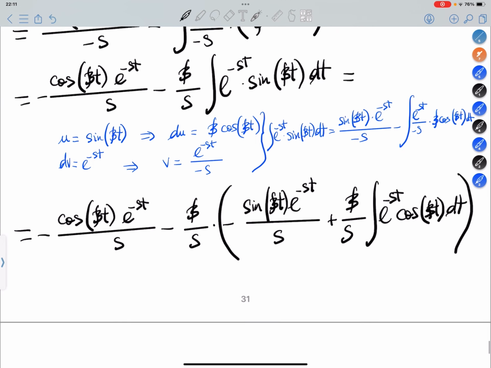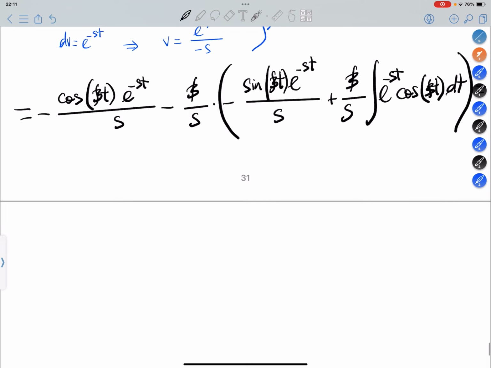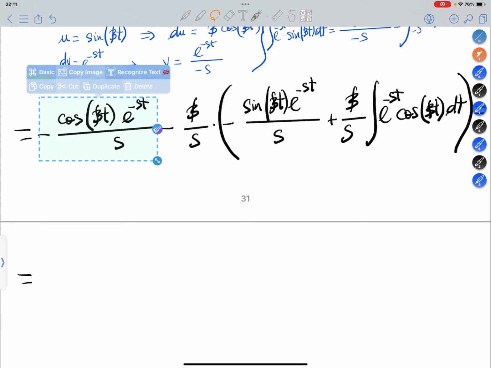Right, now we can expand this. We multiply this by this, and then this by this. So let's expand this equality. The first bit would be the same, so we can duplicate it.